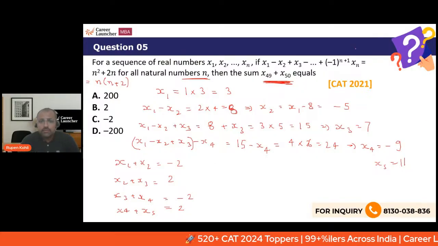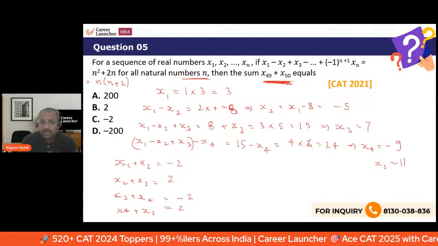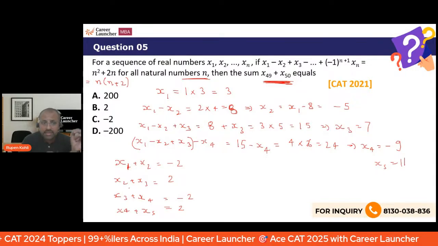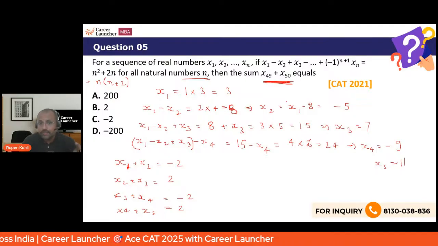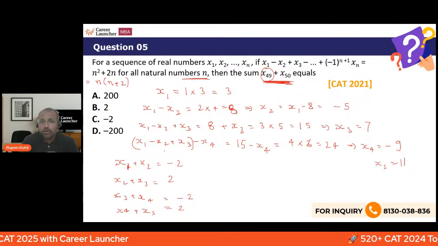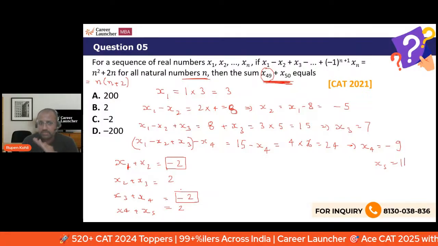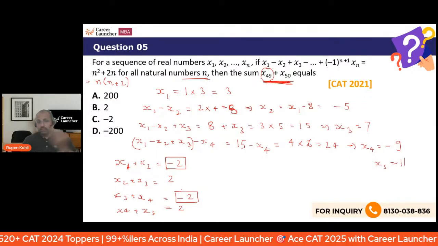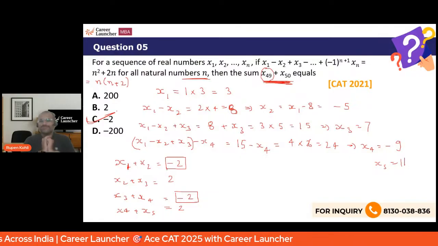And when is it 2, when is it minus 2? It is minus 2 when the first term is either x1 or x3 or x5, the odd value. And here also we have this as odd. So when it is odd, we are getting this as always minus 2. So minus 2 is the required value. x1 plus x2, x3 plus x4, dot dot dot, x49 plus x50 works out to be minus 2.